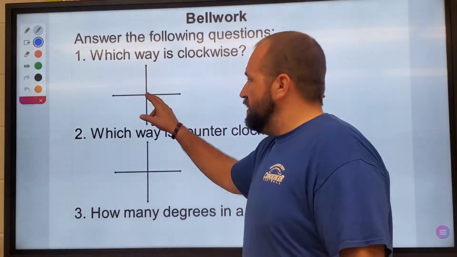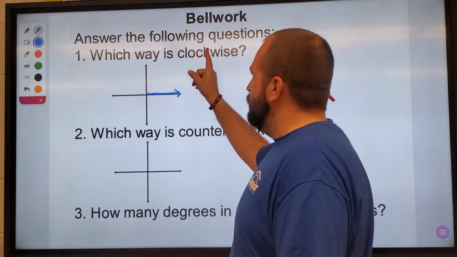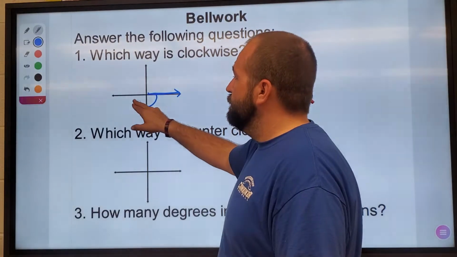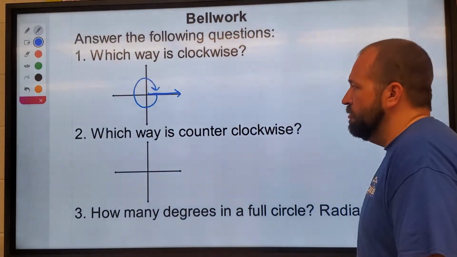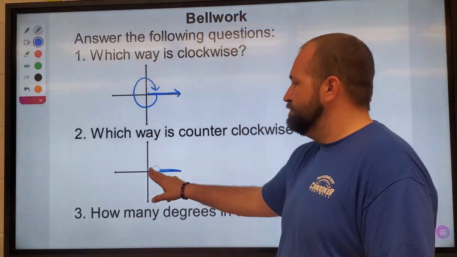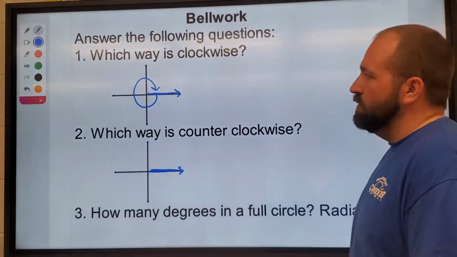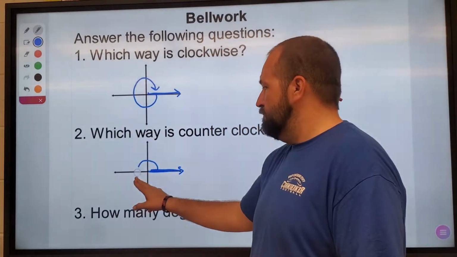So if I start here, let's say, counterclockwise would be the way a clock would go. It would go this way. Okay, you come all the way around and continue. Okay. Same thing for number 2 here, counterclockwise. If I started here, okay, and I put the hour hand or minute hand, whatever one we want to consider it to be, counterclockwise would be going the opposite direction, so up and around.